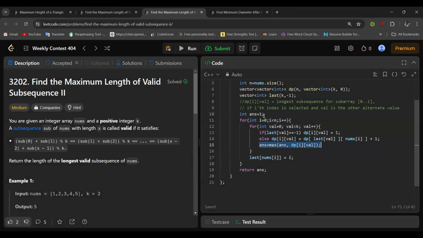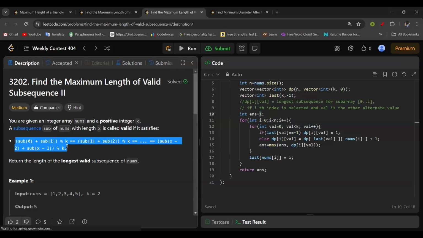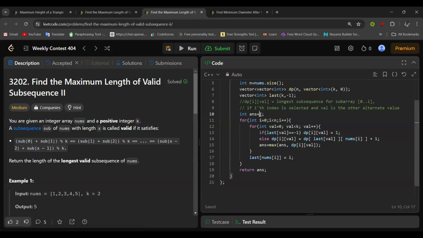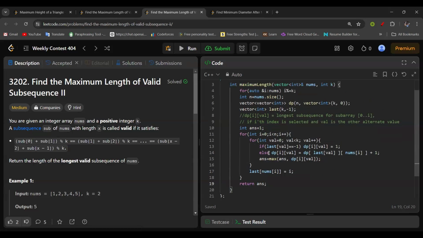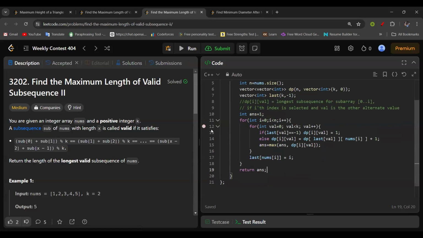And I'm initializing my answer to 1 because in the worst case, I can just pick up any element. If we have only one element, that would always satisfy the condition because there are no two elements or no condition. One element will always satisfy the condition. So one is our answer for the minimum case. At minimum, we would always get one as our answer. So that's why I'm initializing with one and then taking the max. Finally, I'm returning my answer. So this is my solution. So I hope you have understood the third problem.